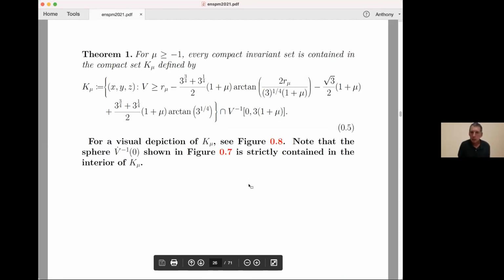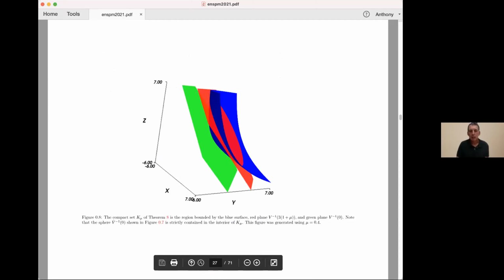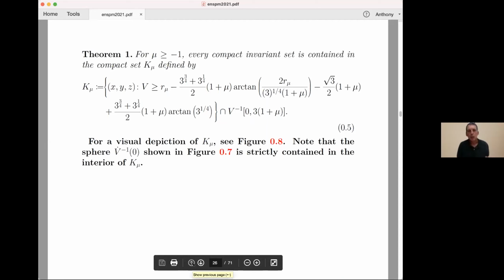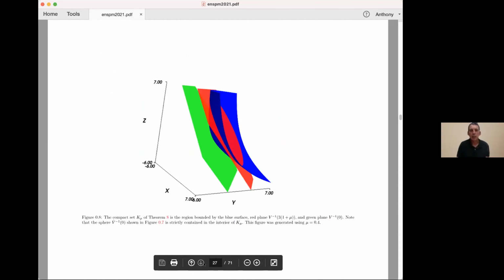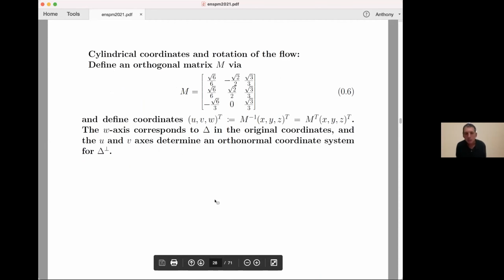And so it's basically a computation, but you can check that every compact invariant set is contained in this object that I've called K mu. And you can try and describe it a little bit so that there's a picture. It's a little more complicated than what I've shown, but it's related to these tangent objects and the sphere that I described earlier. But basically that's just a depiction of this compact invariant set. And so we'd like to unwrap that a little bit to describe the dynamics.